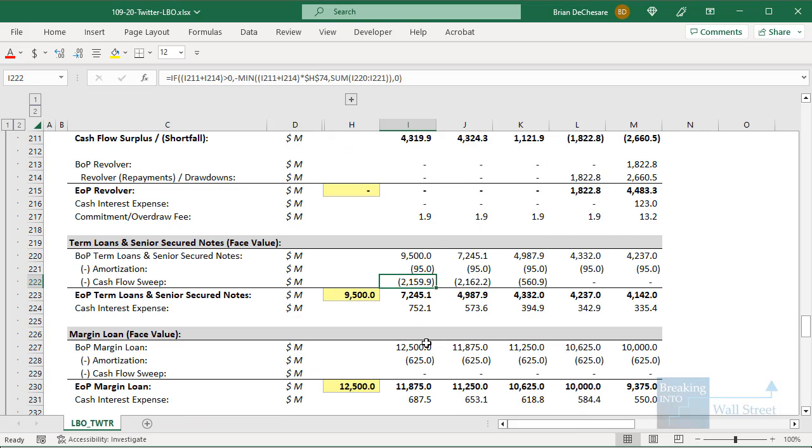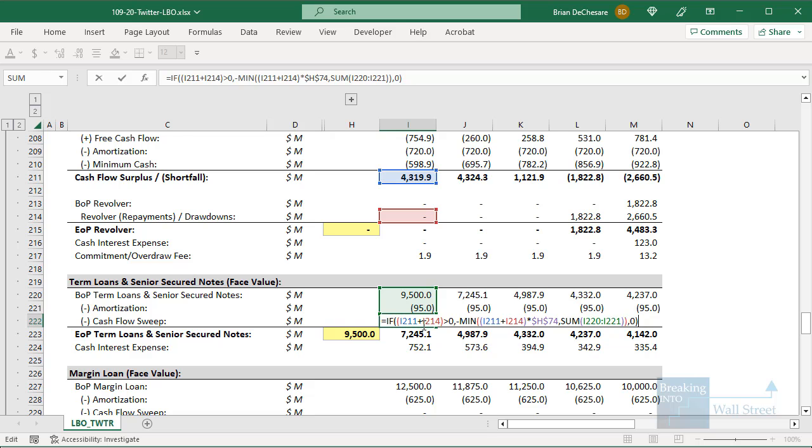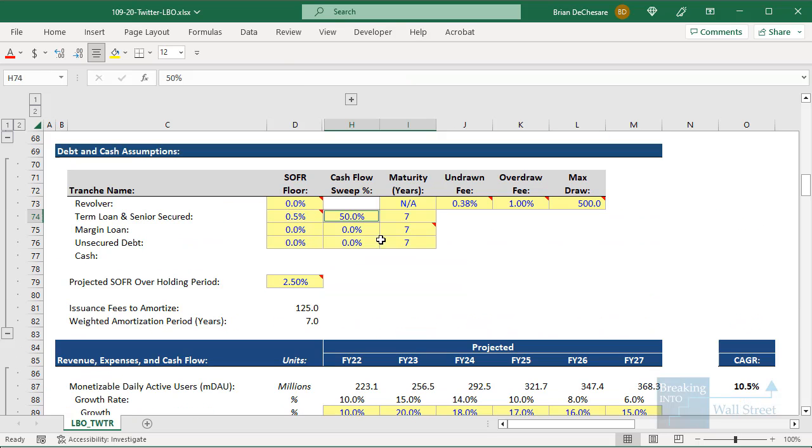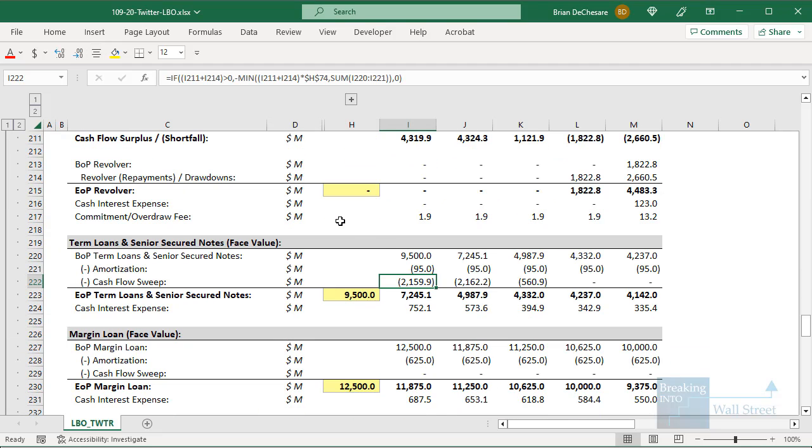So here, if you go down and look at how this works, our cash flow sweep right here is based on the assumption that 50% of the company's excess cash flow will be used to repay the term loans and the senior secured notes right here, and 0% will be used to repay the margin loan and the unsecured debt.